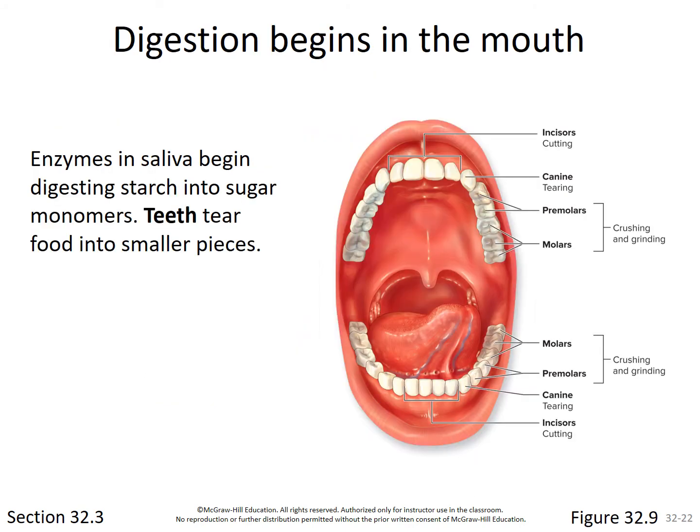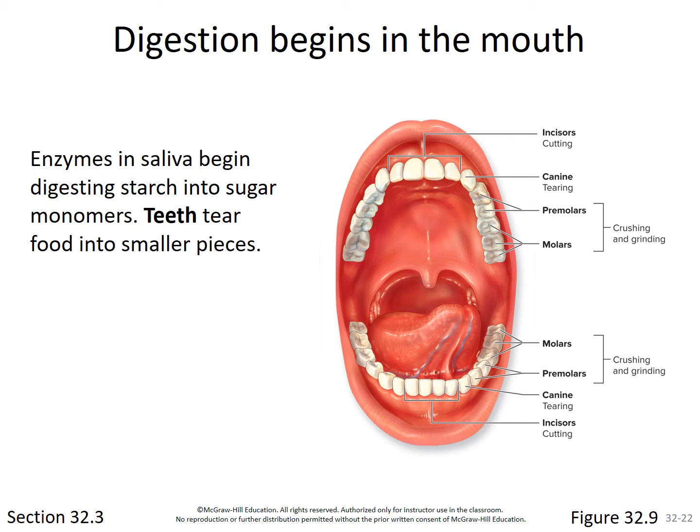Okay, so digestion begins in the mouth, and both chemical and mechanical digestion begin in the mouth. The chemical digestion begins when enzymes in the saliva start to digest starch. So this is a carbohydrate, and so there's carbohydrate chemical digestion in the mouth, but no chemical digestion of either protein or of lipids. So at this point, the only thing that is being chemically changed is starches.